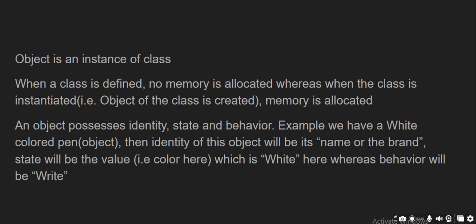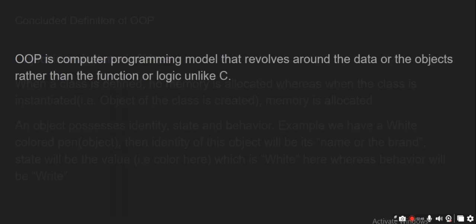Now what is the state and behavior? Suppose you are having a physical object, that is your pen. Now the color of the pen is white. So the state or the value is the color, that is white here. And what is identity? Name or the brand of the pen, right? What is the behavior? Behavior is the function to be performed by that object, and that is we write with the pen. Okay, so write is the behavior or the function of this pen object here.